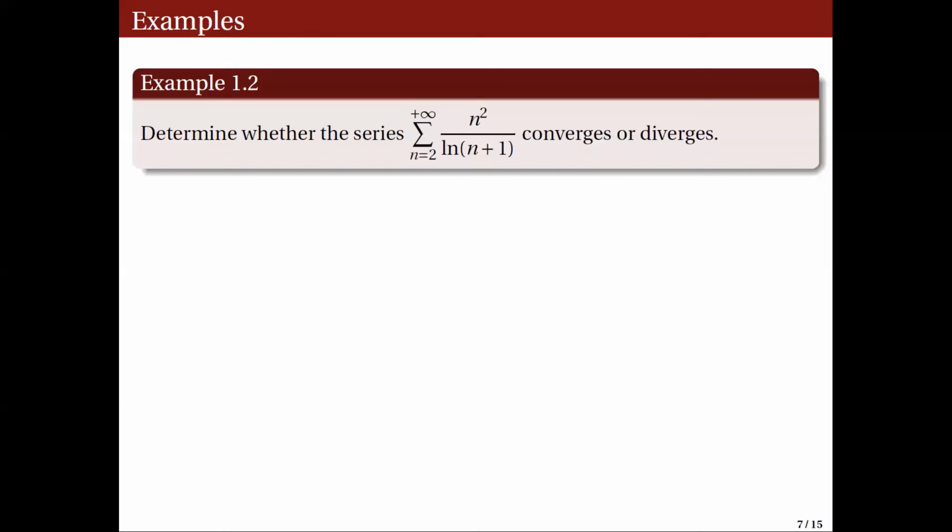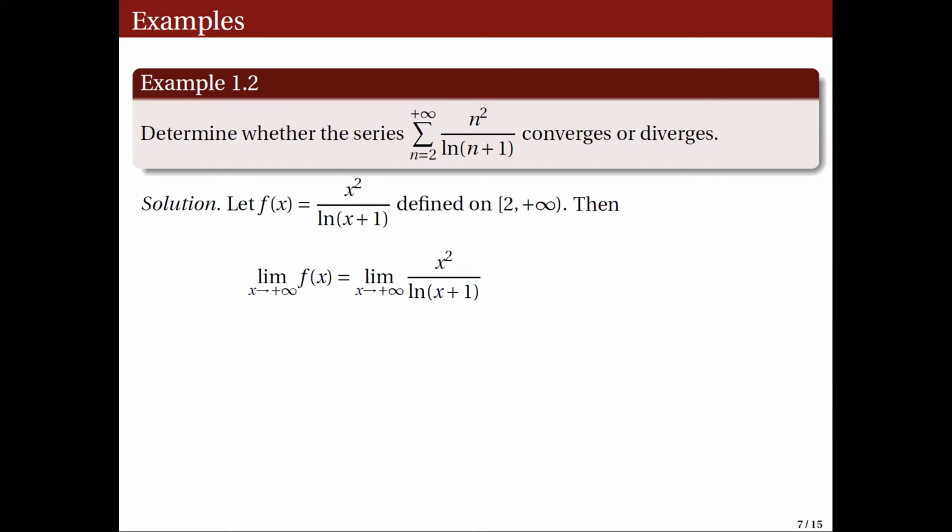Okay, for our next example, let's determine whether the series, the sum of n squared all over ln of n plus 1 from 2 to infinity, converges or diverges. So as a first step of our solution, let's define f of x equals x squared all over ln of x plus 1 on 2 to infinity.